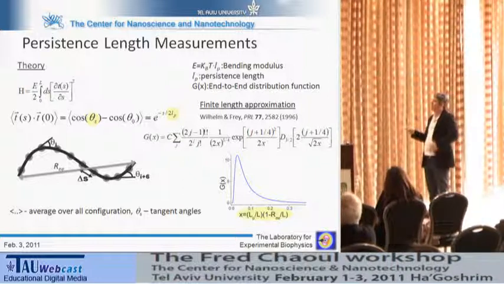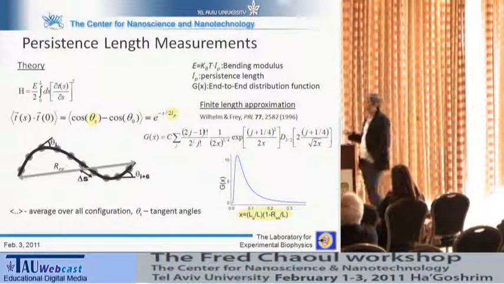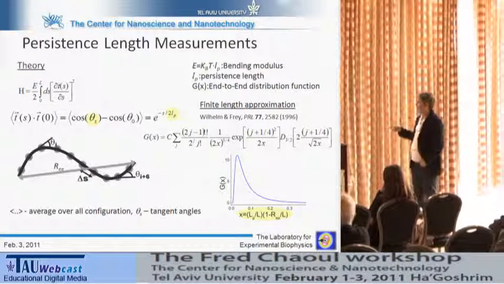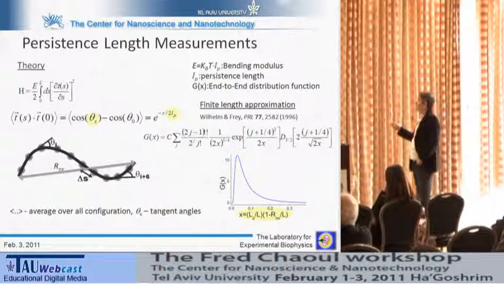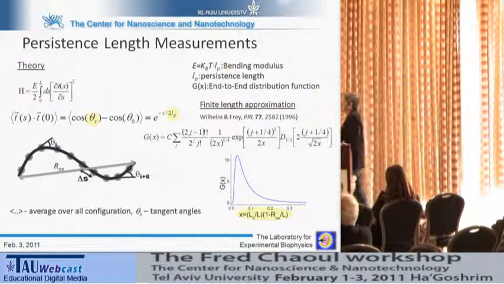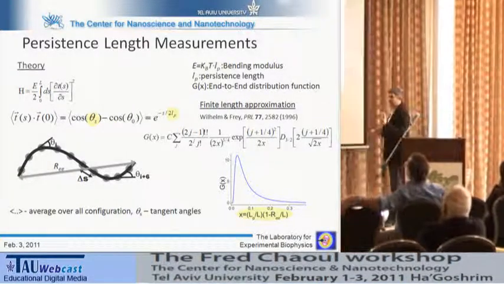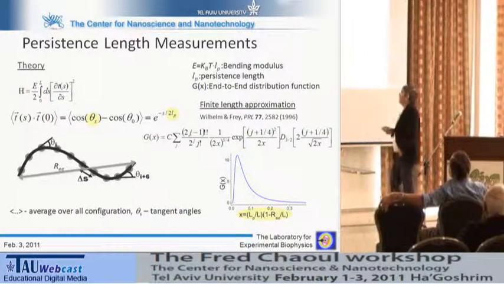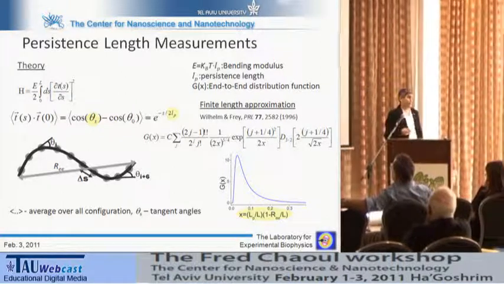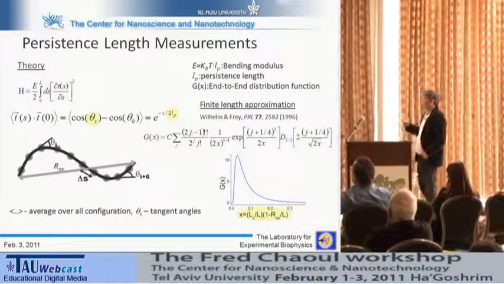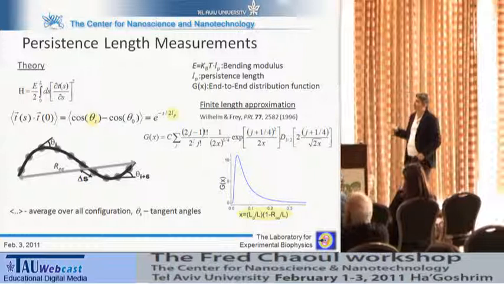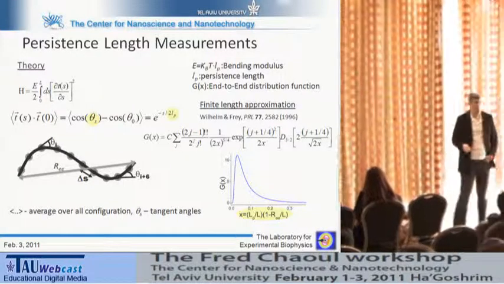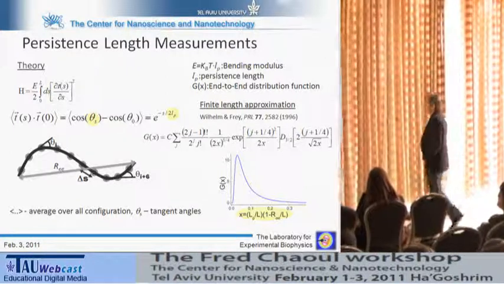We used a very old theory about just measuring the correlation between each point along the contour, and then we went to a more extended theory that also took into account the fact that this has finite length, a very short finite length, by the way, of the contour with respect to the persistence length. And again, both these techniques require knowing very accurately the contour of each filament that was deposited on the surface that we measured.